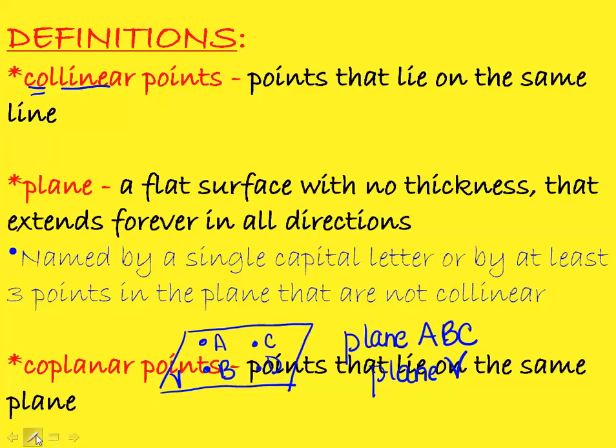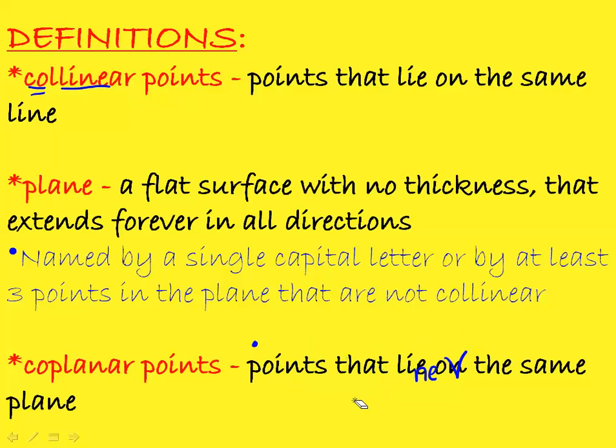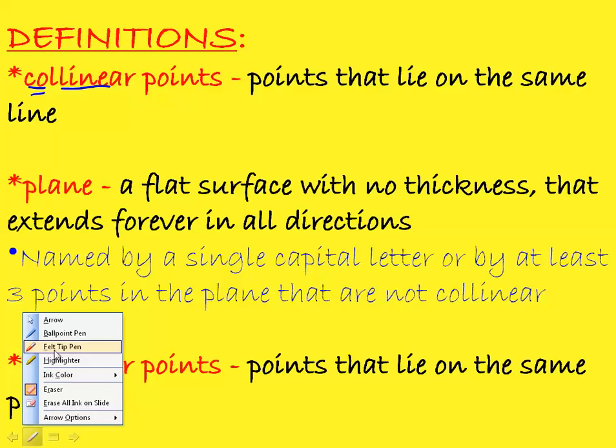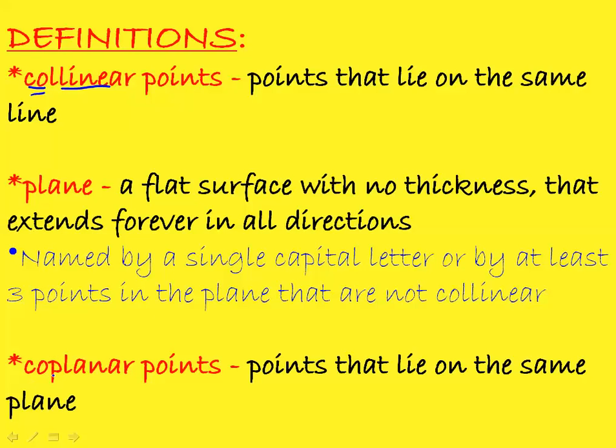And my last definition, I'm going to erase what I've written here so that I'm not above my last definition. Coplanar points, just like collinear points, co means on the same plane. So coplanar points are any points that lie on the same plane.